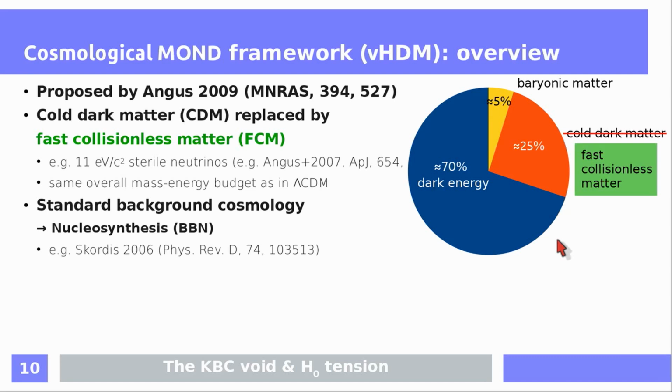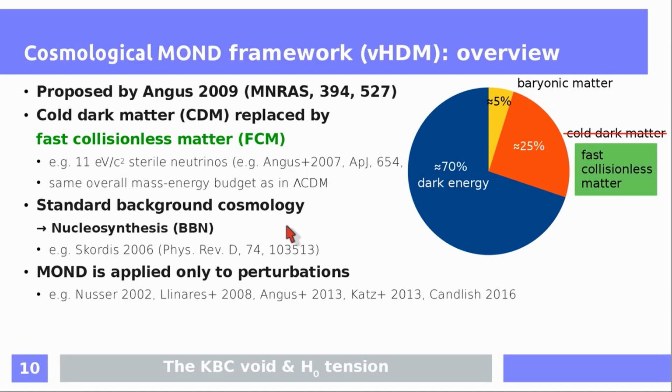This leads to a standard background cosmology or expansion history, because the MOND version of the Friedmann equation is obviously different to the classical one. However, the differences are very, very small. So you essentially have a standard Friedmann equation, a standard background cosmology, which also leads to standard Big Bang nucleosynthesis. So the primordial abundances of deuterium and helium should be the same. Not exactly, there's some slight difference, but it's again very small.